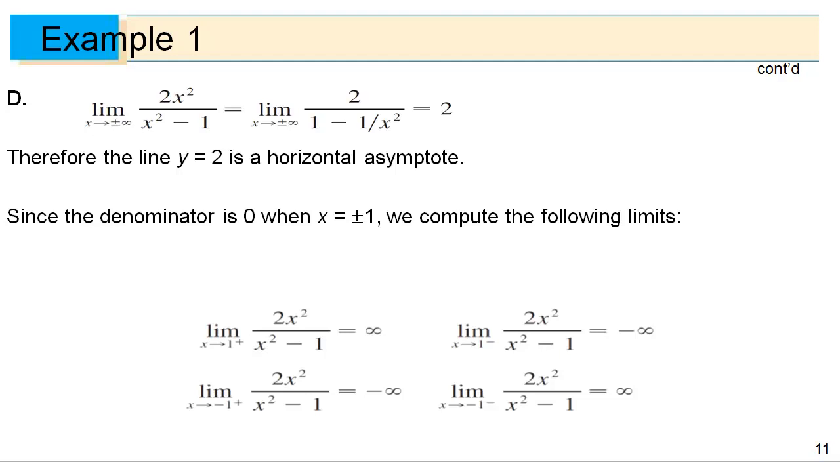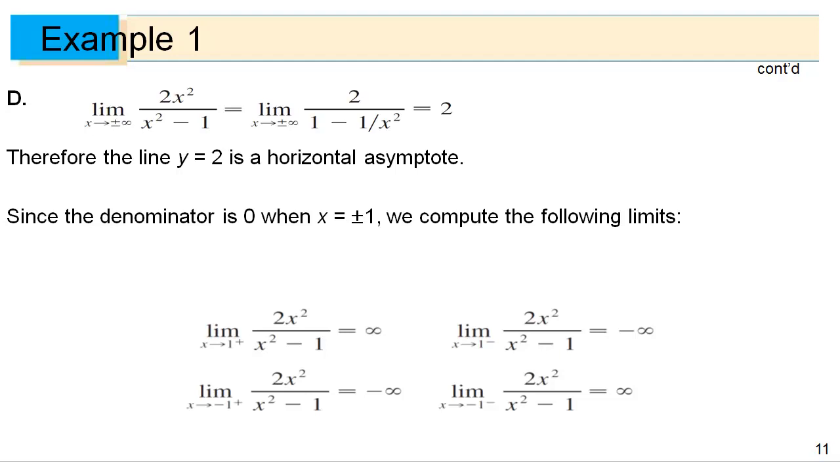Now, since the denominator is 0, regardless of whether or not x is plus or minus, we can compute the following limits as we get closer to those points of discontinuity, right? The plus and minus ones from our vertical asymptotes, and we can figure out does it go up to infinity or down to negative infinity on each side of 1 and minus 1, and the results are there.